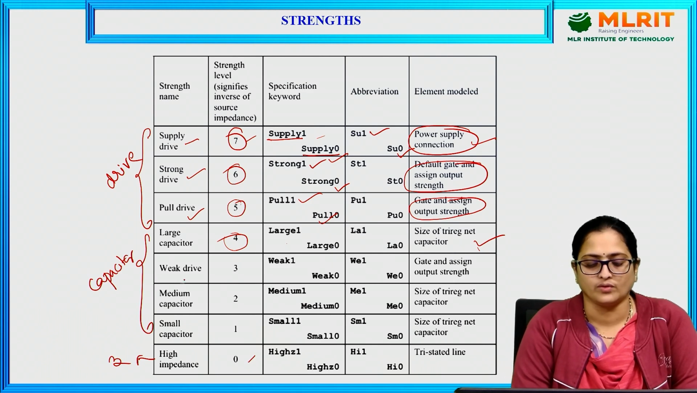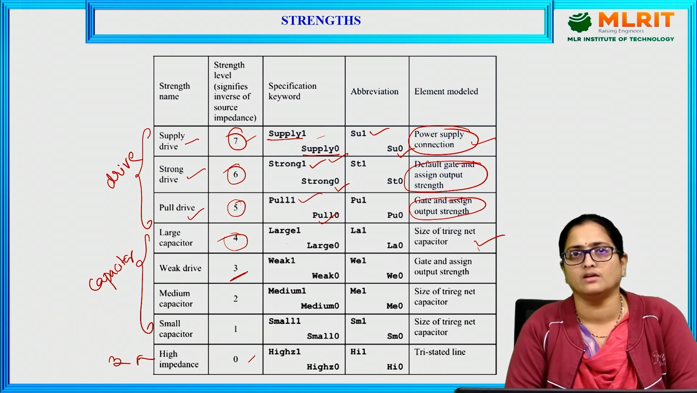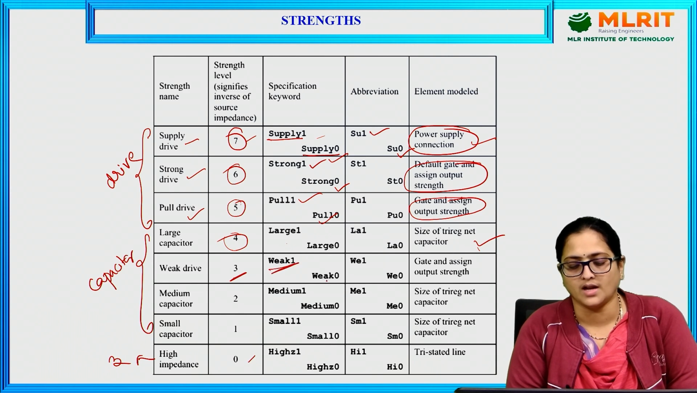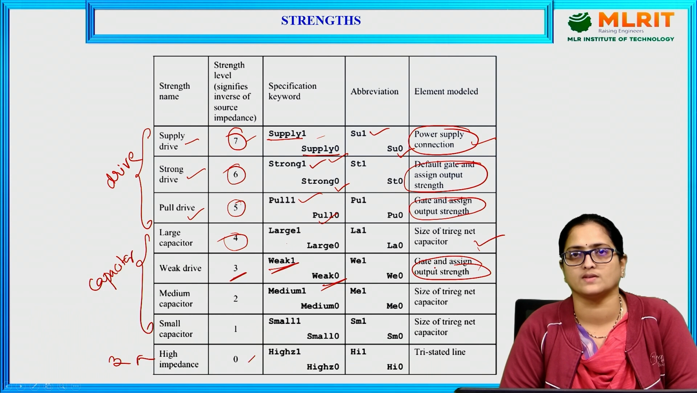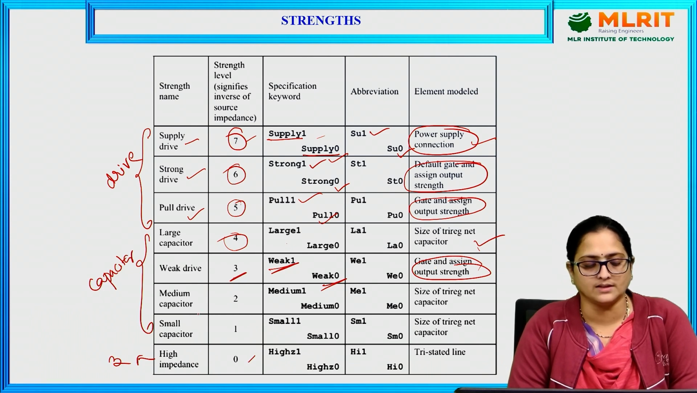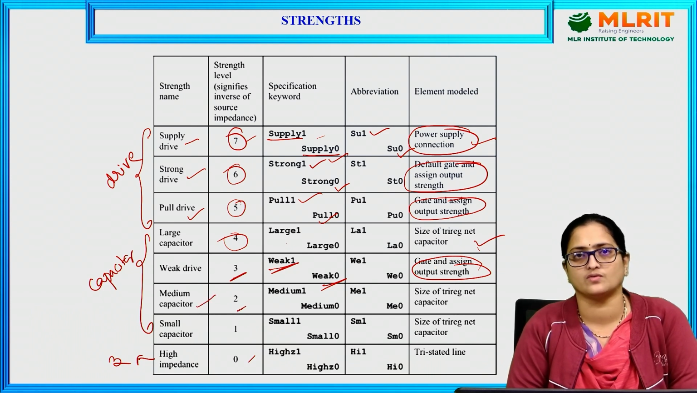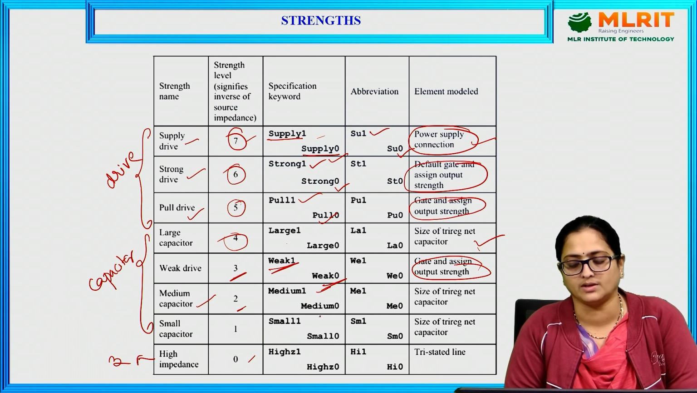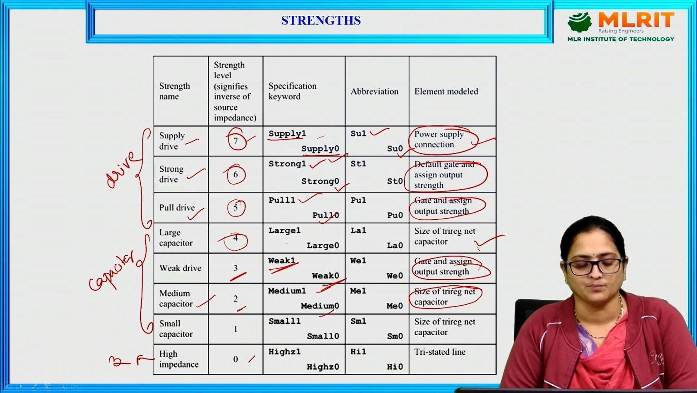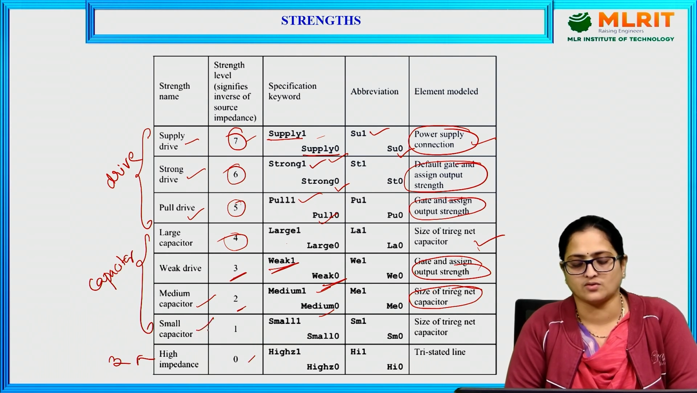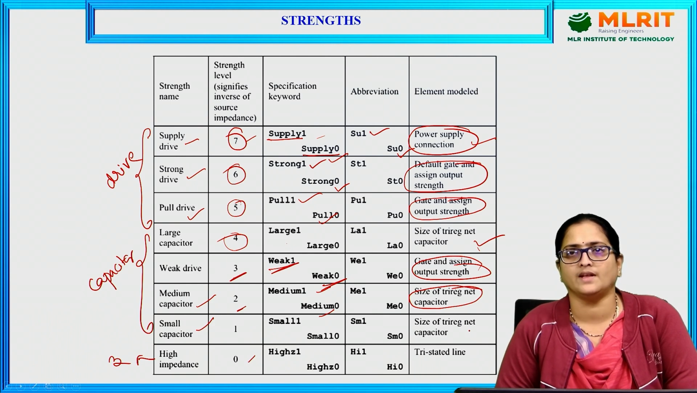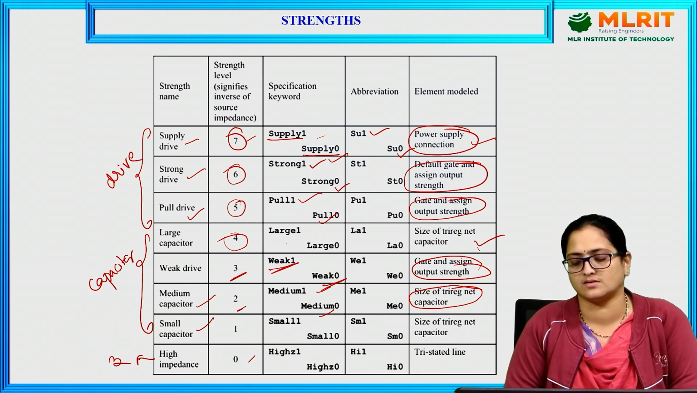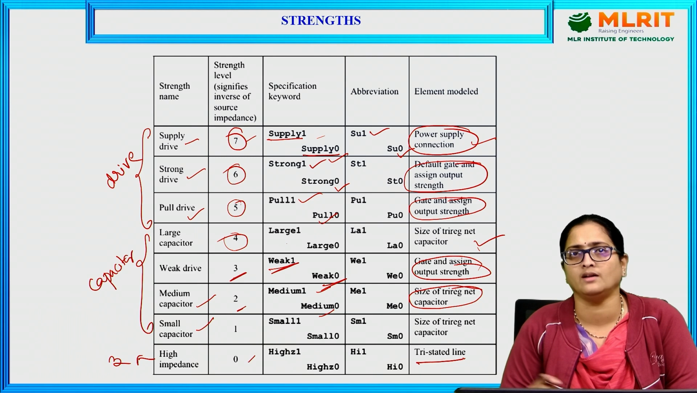Next one is weak drive, which is given the strength 3, and the keywords are weak 1 and weak 0, which is also used to assign the output strength and the gate levels. The other one is medium capacitance, which is given the strength 2, and the keywords are medium 1 and medium 0, which is used to represent the size of a tri-register. Similarly, small capacitance is also used to represent the size of a tri-register. And the next one is high impedance, which is used to represent tri-stated lines.